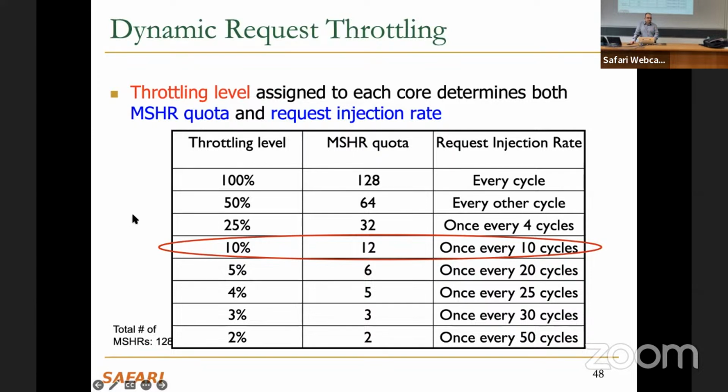So my short answer is that I don't remember, but in my opinion, you can actually go even more fine-grained. I don't see any reason that you cannot. For example, you can define a throttling level of, I don't know, 20%, and the MSHR quota is going to be, I don't know, 20. You can just come up with something. These might be some examples, but that being said, I also don't remember what the exact mechanism was. But fundamentally, I think it doesn't need to be only these throttling levels.